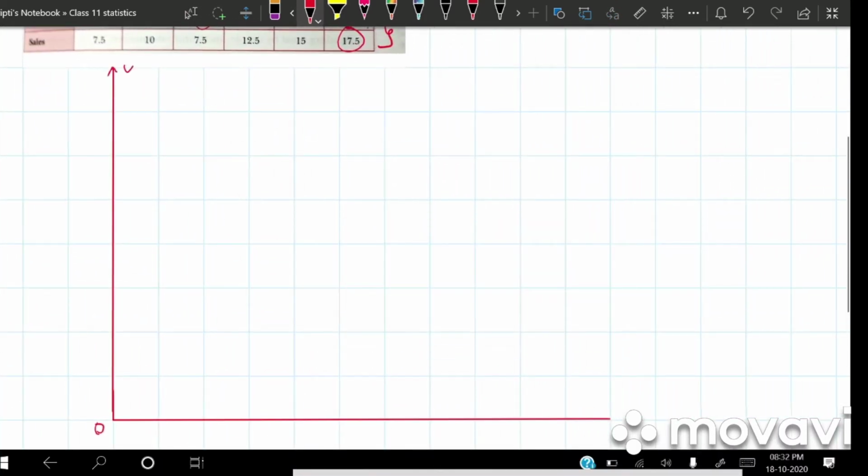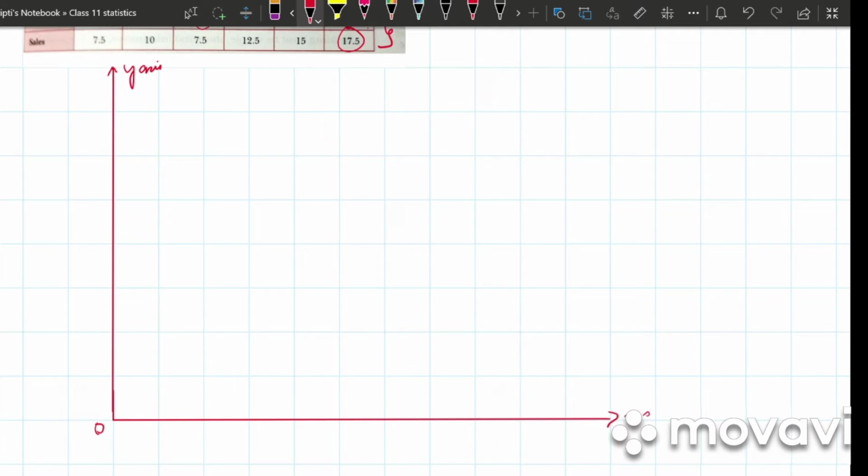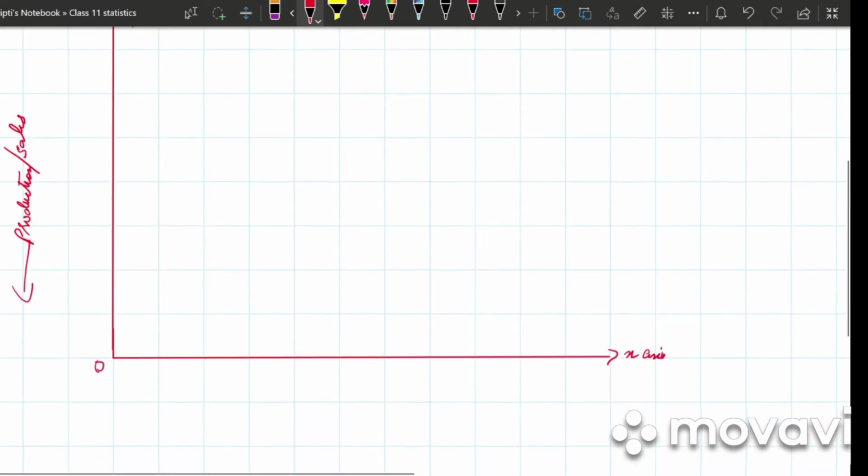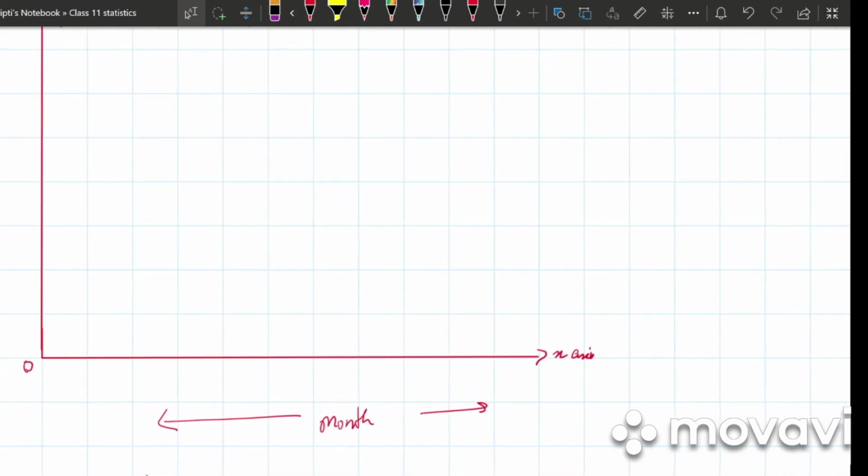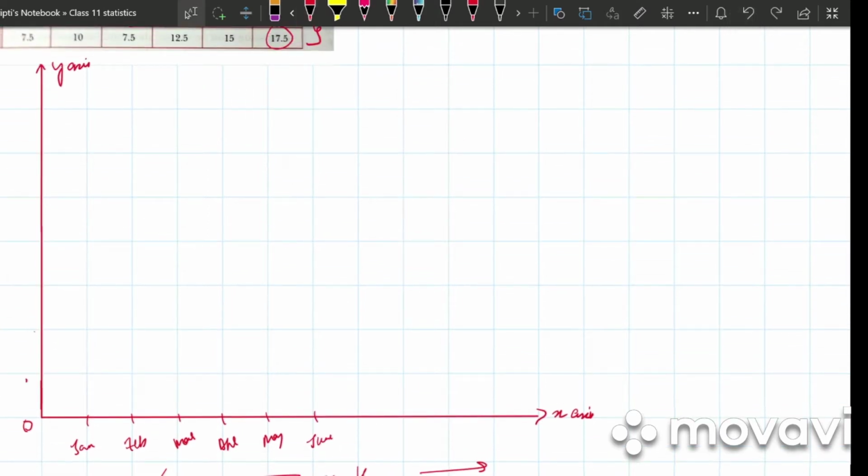Zero. We have y-axis, we have x-axis. What does a y-axis denote? It is production or sales and x-axis is month. So how many months we have? We have January, February, March, April, May and June, please write the full form. And over here we can take 3, 6, 9, 12, 15, 18 and 21.